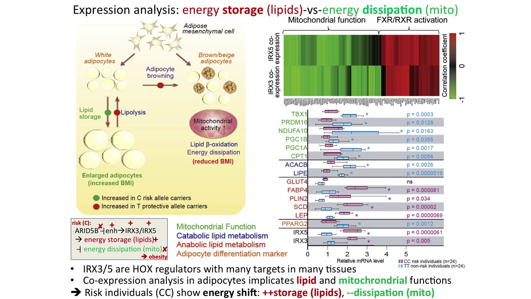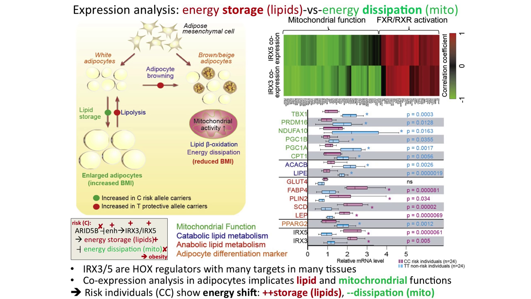I apologize here because we have this triple negative repression, where you have a repressor of this enhancer, which turns on these genes, which repress energy dissipation. And when you have a motif disruption, it disrupts the repression, thereby activating the enhancer and turning on energy storage and off energy dissipation. I've color-coded everything. Red is obese, green is lean, and every mutation is color-coded according to whether it leads to obesity or not. But the idea is that the risk individuals who have the CC variant would be showing an energy shift towards lipid storage and away from mitochondrial function and energy dissipation.